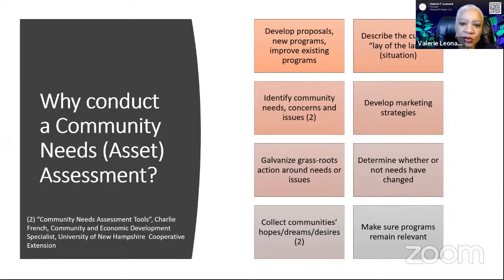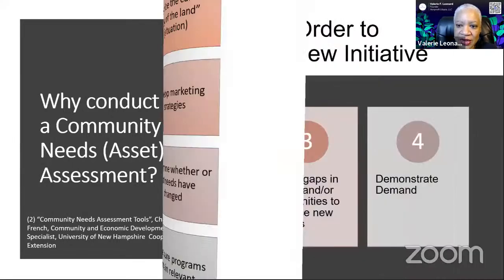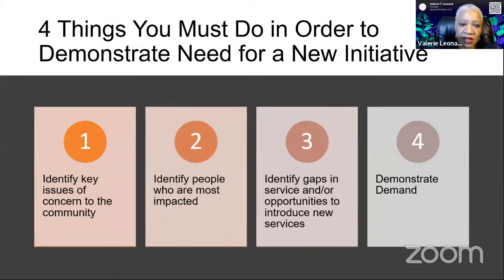So it's important to really understand the community and ways that you can affect change before you actually engage in the strategic planning process. So there are four things you need to do in order to demonstrate need for a new initiative. And again, this is a review of last week. The first thing you want to do is identify key issues of concern to the community. The second thing you want to do is identify people who are most impacted. Three, you want to identify gaps in service and/or opportunities to introduce new services.